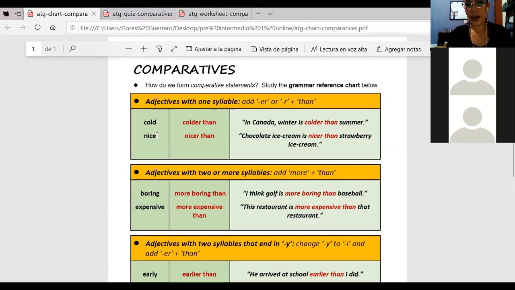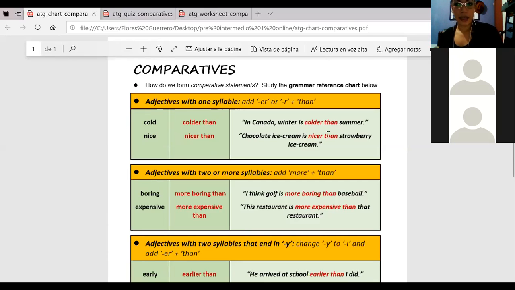Como pueden ver acá, el adjetivo nice ya termina en e. Por eso, para hacer comparación usando nice, solo agregamos r. Nicer than. Chocolate ice cream is nicer than strawberry ice cream.